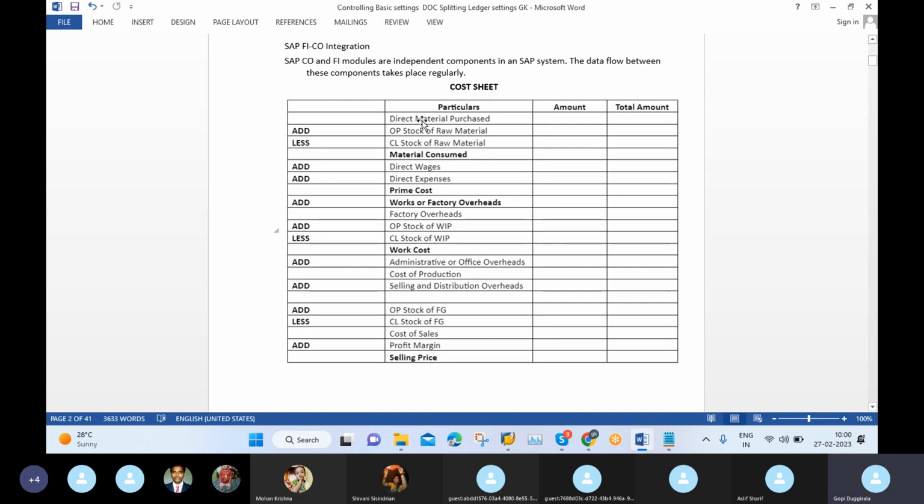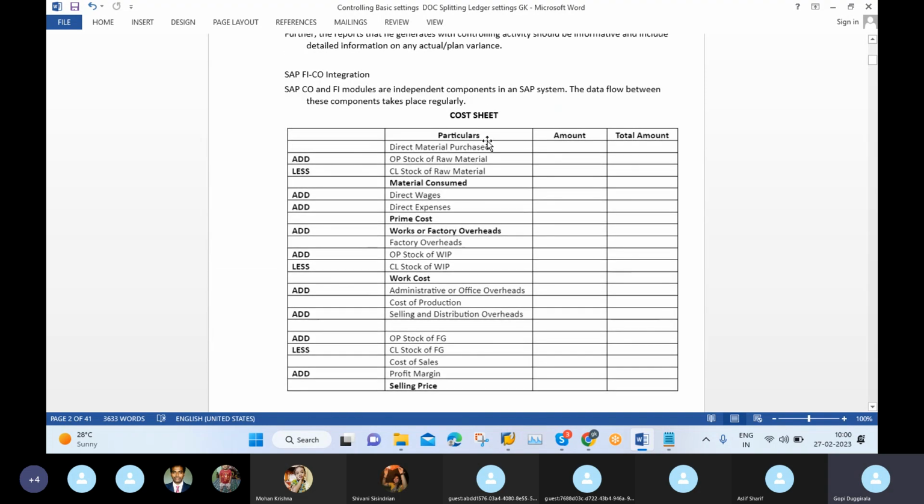Prime cost is nothing but direct material, direct labor, and direct expenses. If you add these three values, we get the prime cost. To this prime cost, we can add our factory overheads. For example, if you want to manufacture any one product, what is the basic cost? If we want to manufacture soap, what is the main cost we incurred within that soap?